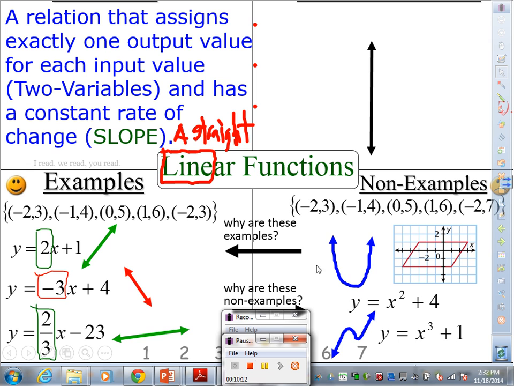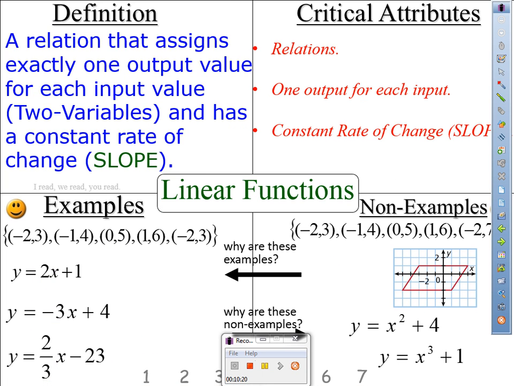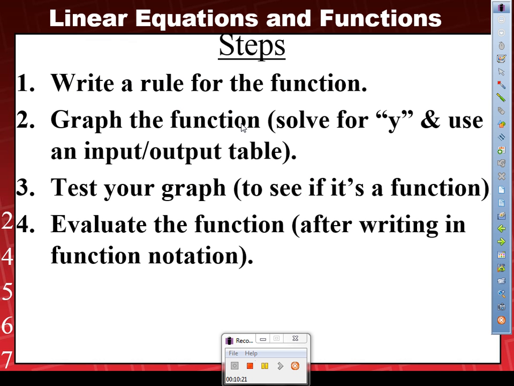Hold on. Once again, so that you remember, a vertical line is not a function, and I'll show you why in a little bit, okay? So let's move on. We have steps, don't we? I already gave you the steps. It says write a rule for the function, graph the function, solve for y. You already have them on the Cornell notes, and use an input-output table. Test your graph to see if it's a function, and evaluate the function after writing in notation form.